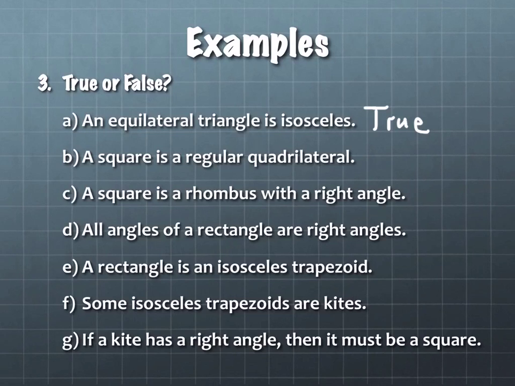How about B? A square is a regular quadrilateral. There's two words there to consider, right? First of all, is it a quadrilateral? Yes. Do you remember what the word regular means? Flip back in your notes. I know it was last time and you probably haven't thought about it for a couple days. What did regular mean?